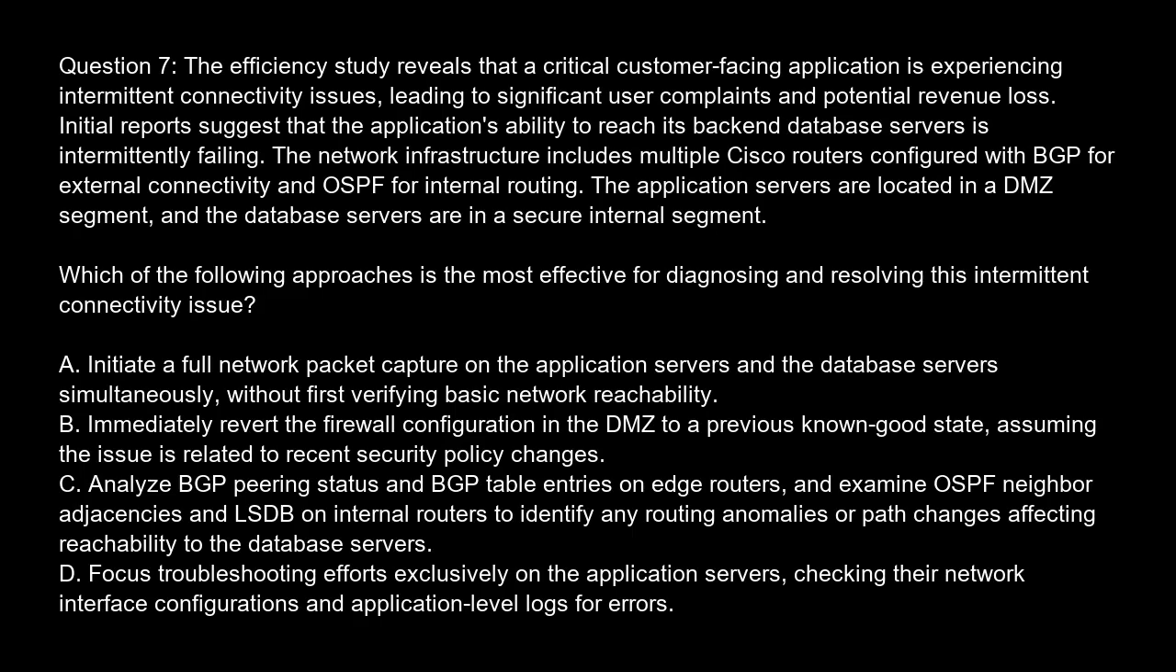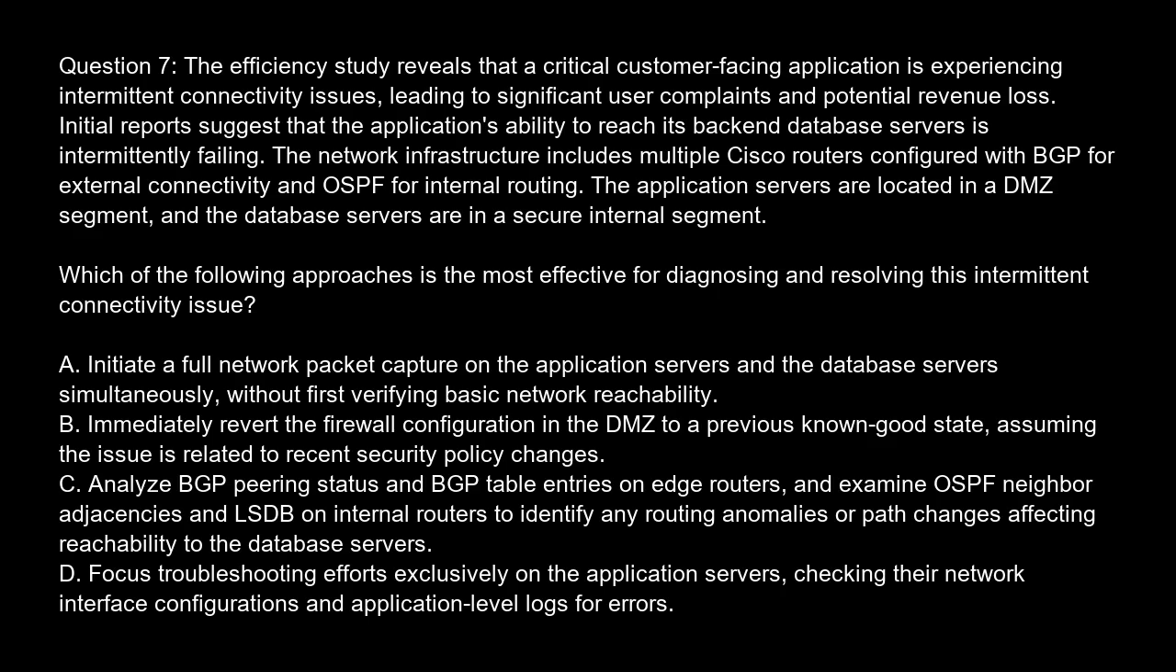Question 7. The efficiency study reveals that a critical customer-facing application is experiencing intermittent connectivity issues, leading to significant user complaints and potential revenue loss. Initial reports suggest that the application's ability to reach its backend database servers is intermittently failing. The network infrastructure includes multiple Cisco routers configured with BGP for external connectivity and OSPF for internal routing. The application servers are located in a DMZ segment, and the database servers are in a secure internal segment.